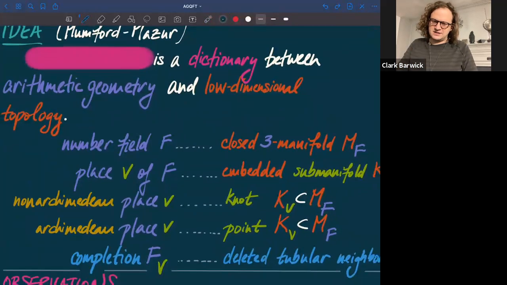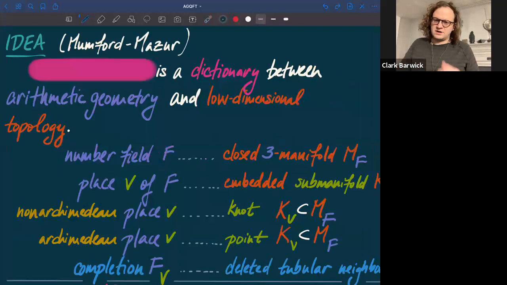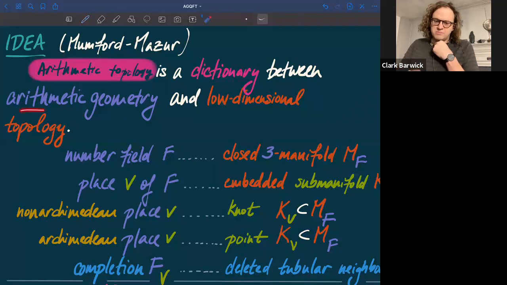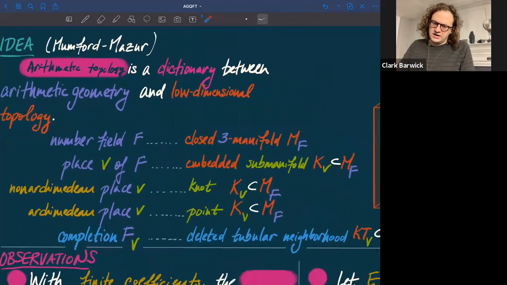So this goes back to Mumford and Mazur in the 1960s. And the idea behind arithmetic topology is that there's a kind of dictionary between arithmetic geometry, so the geometry of schemes that are of finite type over Z, for example, and low-dimensional topology. And so some of the elements of this dictionary are here.